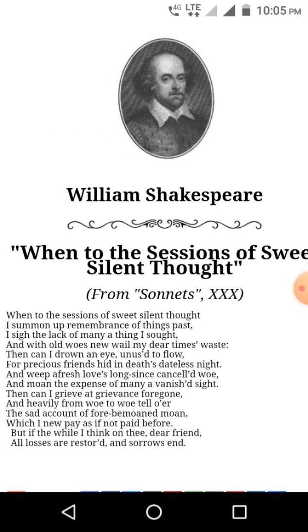A Shakespearean sonnet is a poem of 14 lines consisting of three quatrains and a couplet, and the rhyming scheme is also the same: ABAB for the first quatrain, CDCD for the second quatrain, EFEF for the third quatrain, and GG for the last couplet. And this is sonnet number 30.